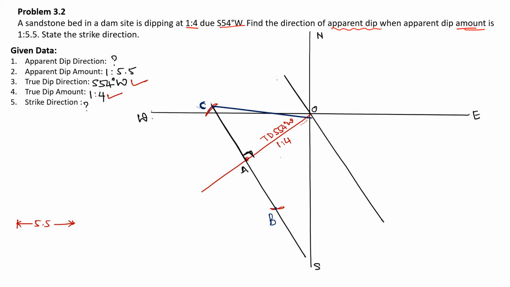Join it to the point O. So if you measure the distance OB, and if you measure the distance OC, this will be 5.5.